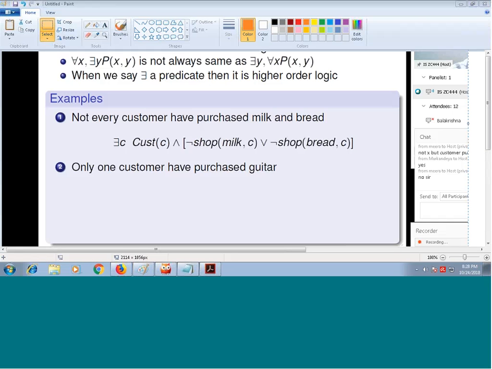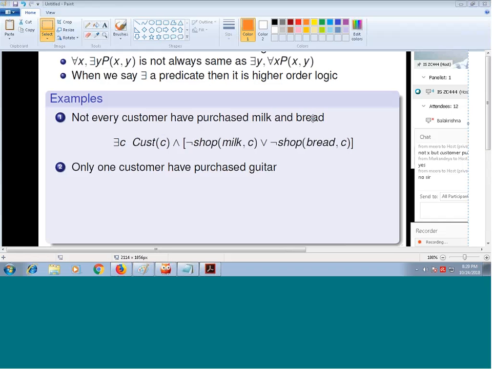Alright, say this. Not every customer has purchased the milk and bread. So if there exists C and C is a customer, see that the AND means that whenever he is a customer, then only it can be true, otherwise it cannot be true, because in an AND everything needs to be true. So this statement would only be true when C is a customer. We are only talking about the customer, and what we are saying is that not every customer has purchased milk and bread.